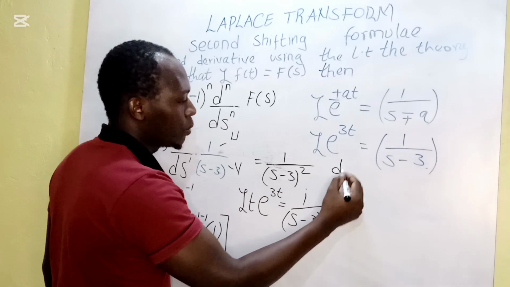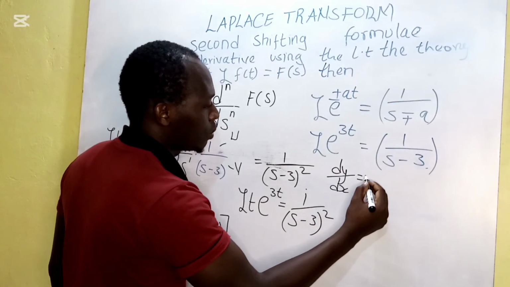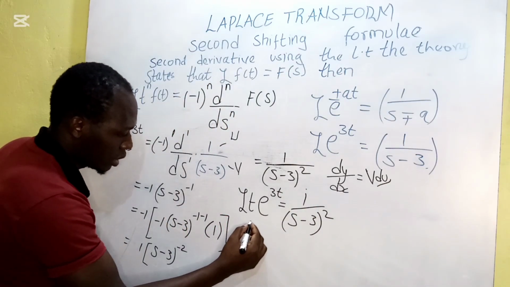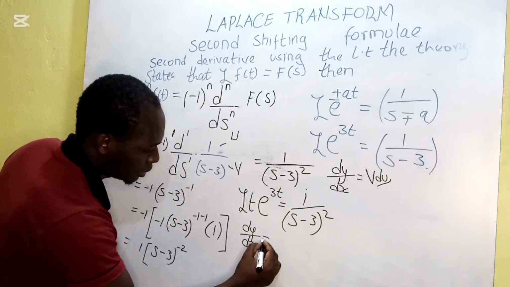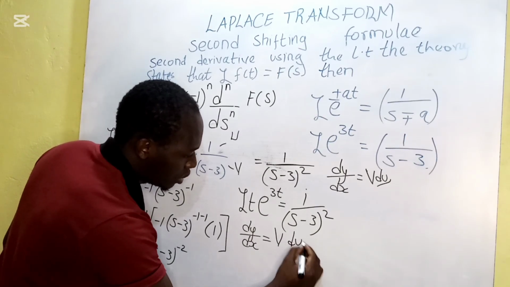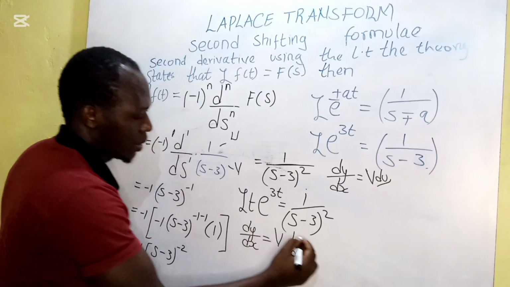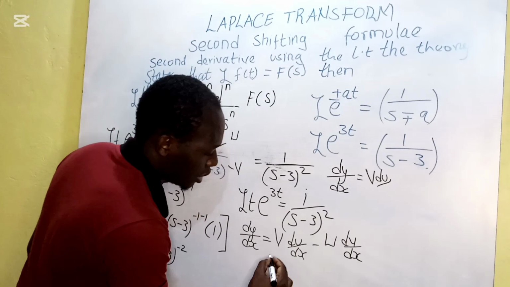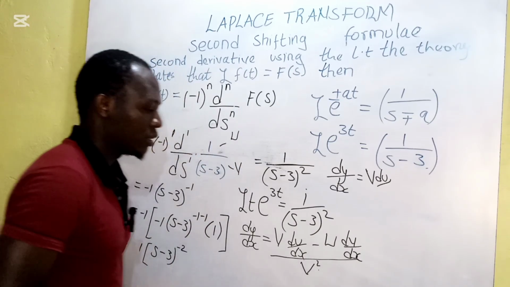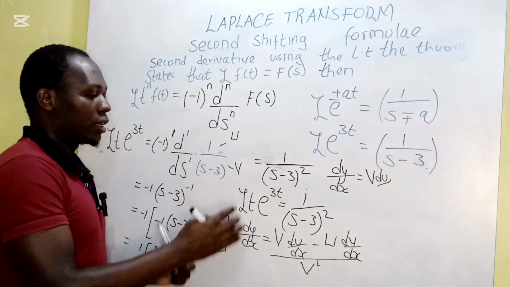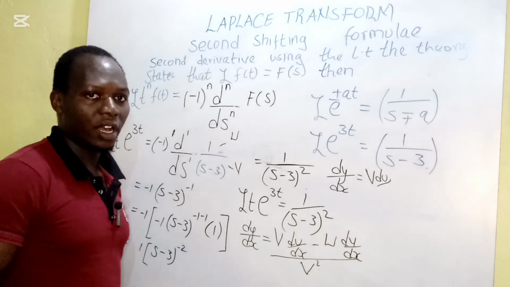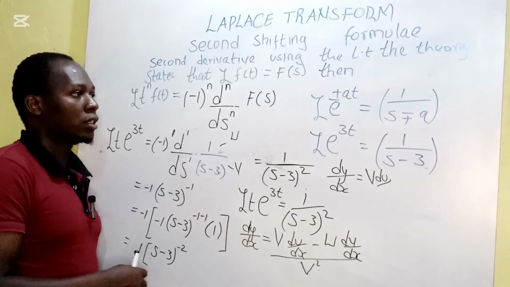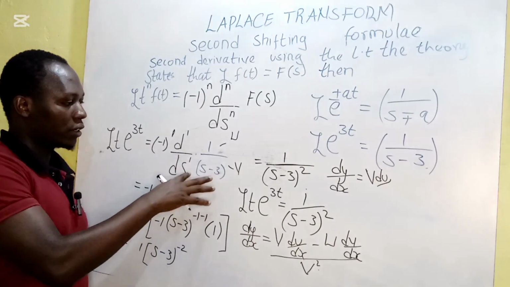We understand that dy with respect to dx is equal to v du with respect to dx, we subtract from that u dv with respect to dx, and everything will be all over v squared. If you go about this one, you will get your answer the same as what we have here. So you can try to use the quotient rule to go about the same working from this point.